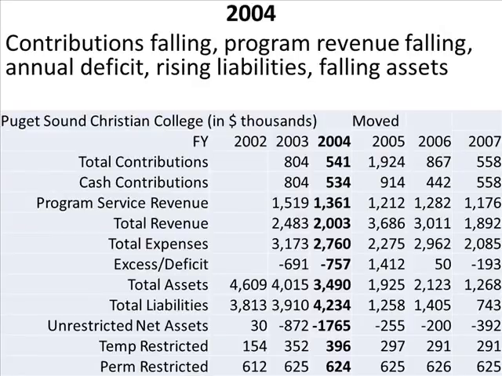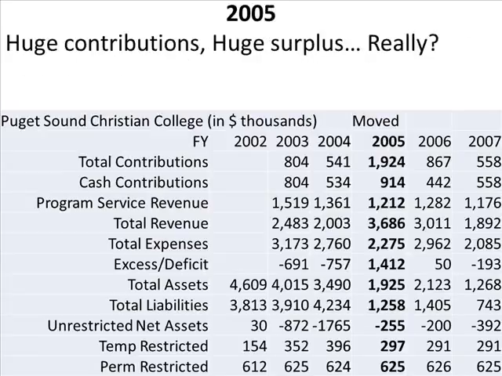Program revenue is also falling a bit. Annual deficit, we're in the negative again. Rising liabilities, falling assets, and more strongly negative on unrestricted net assets. A very concerning situation. 2005, on paper, it looks great.